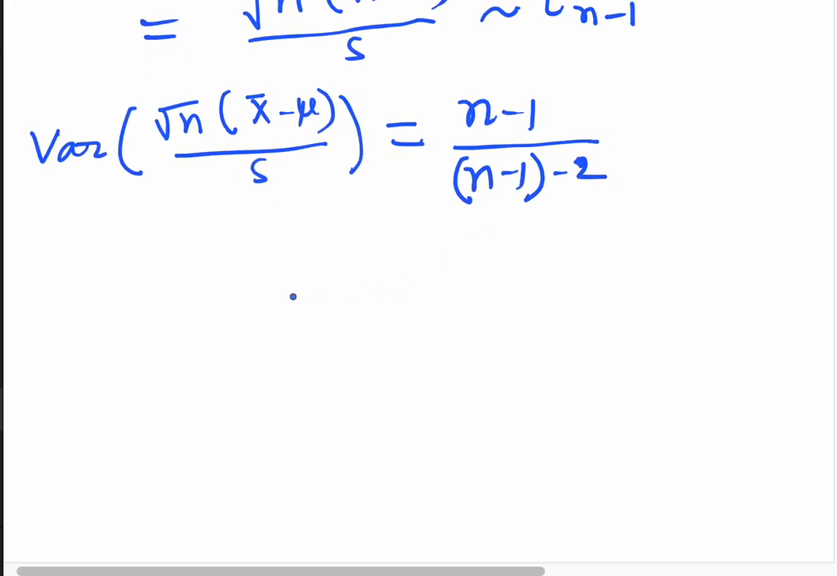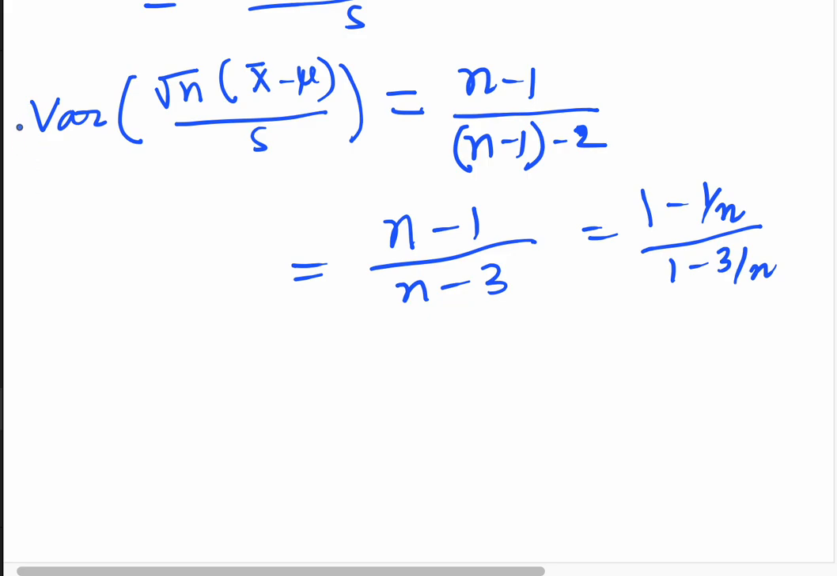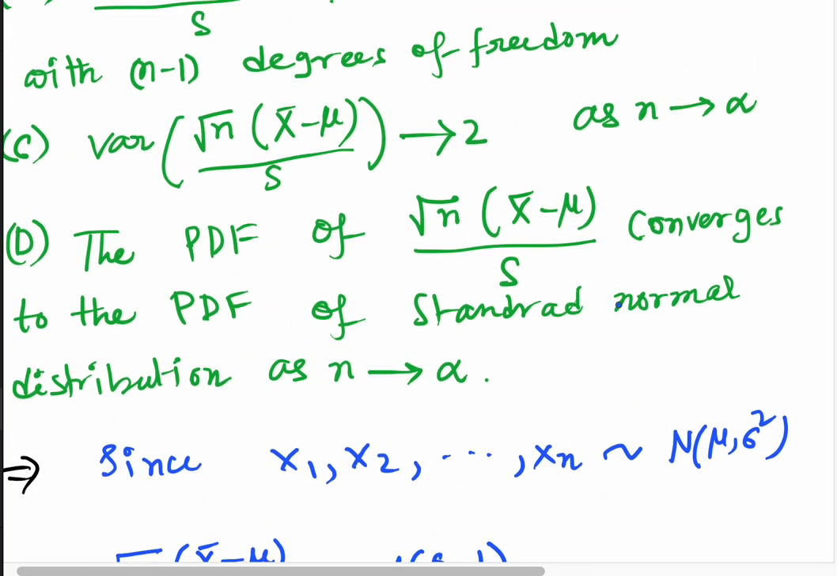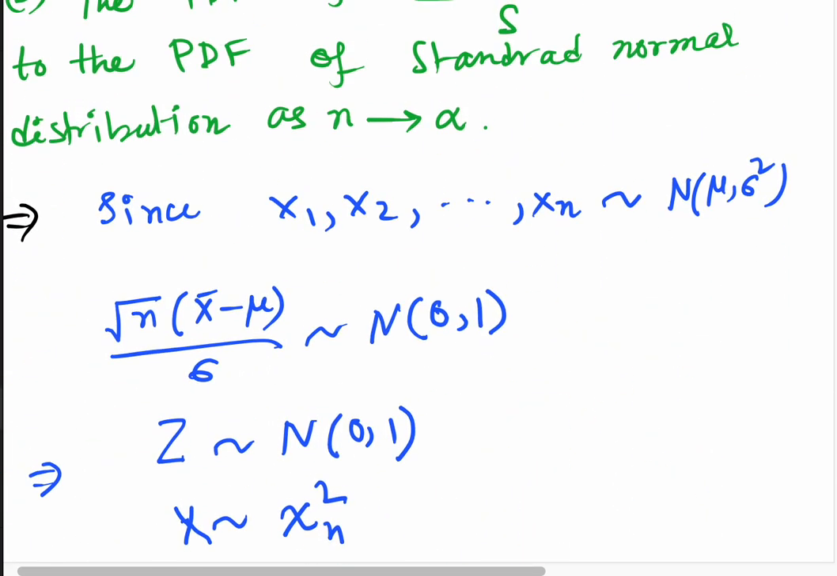So if we simplify it, this is (1 minus 1/n) by (1 minus 3/n). If I take the limit as n tends to infinity, then this will become 1. So that means variance tends to 2, though that is not true. Variance actually tends to 1, so the statement is not true.